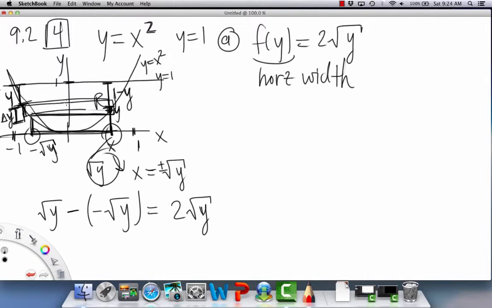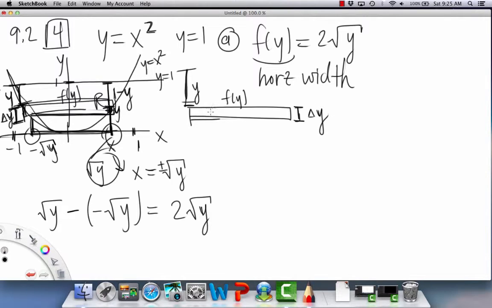Then we also have that this is our f of y, our horizontal width. So here's our rectangle again, and here's our f of y. Up here above the rectangle, that's a depth of y, that's what they told us. And the little width of the rectangle is going to be delta y.